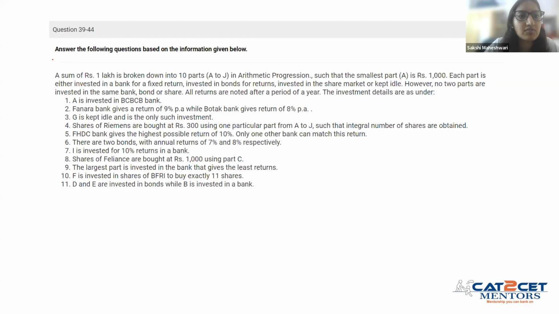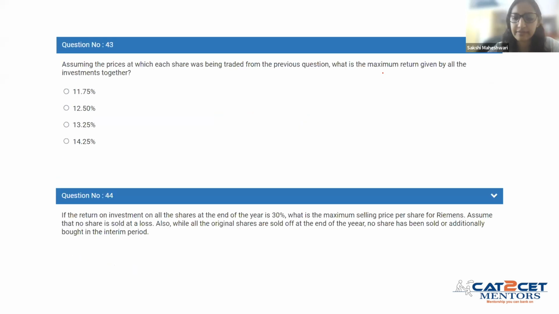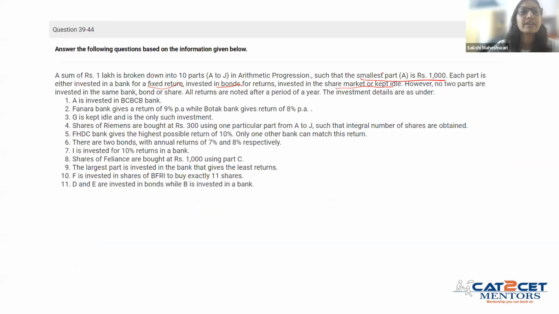So this shows that there is a sum of 1 lakh broken into 10 parts in arithmetic progression. The smallest part A is 1,000, and each part is invested either in some bank or bonds or maybe share market or kept idle. And then there are conditions given for all of them, and based on this, the questions have been asked to you. So I think this seems to be a moderate question.